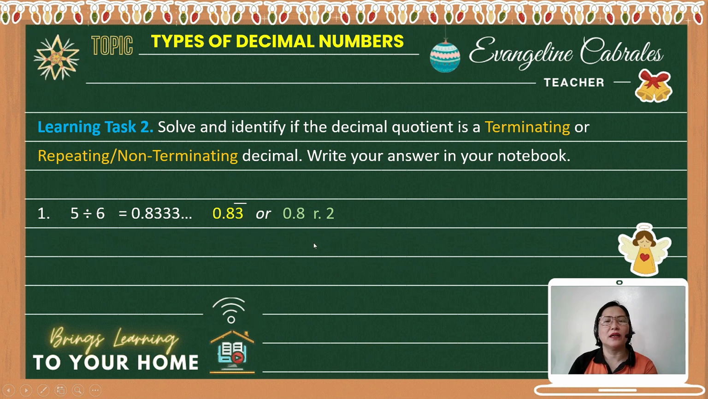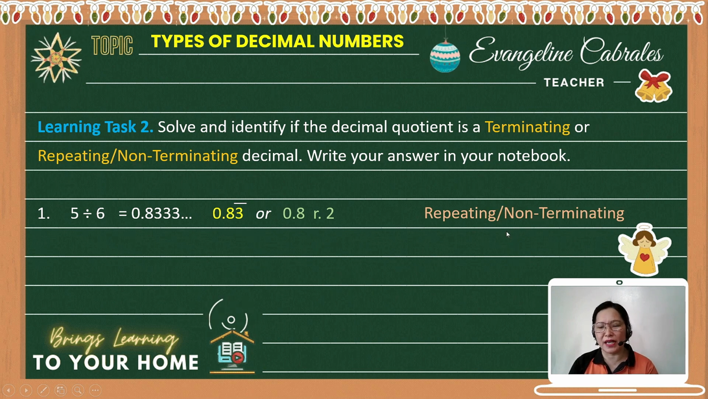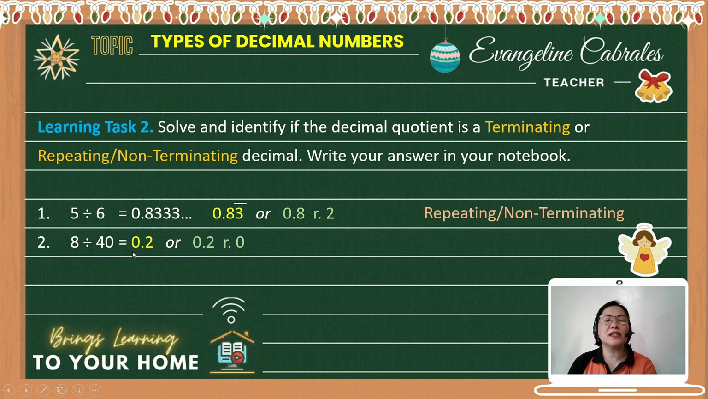So, ano siya? Terminating ba? O repeating or non-terminating? Siya ay repeating or non-terminating. How about number 2? 8 divided by 40. The answer is 0.2 or 0.2 remainder 0. So, ano siya? Yes, siya ay terminating. How about number 3? 3 divided by 7.